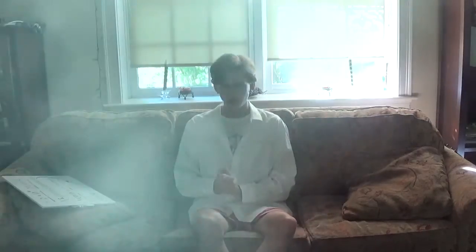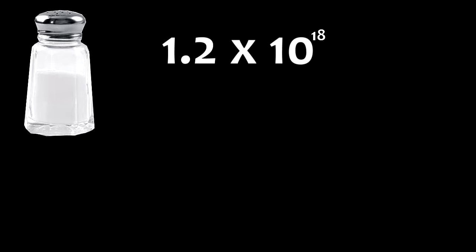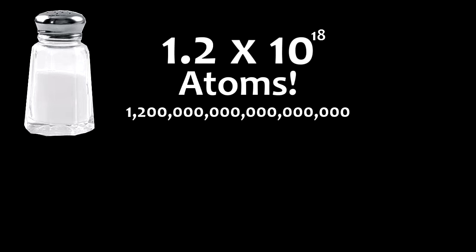So just how small is an atom? Well, let's look at something else super small, like 1 grain of salt. In 1 grain of salt, there are 1.2 times 10 to the 18th power atoms, which is just 1.2 with the decimal moved to the right 18 spaces. So you get an extremely large number.